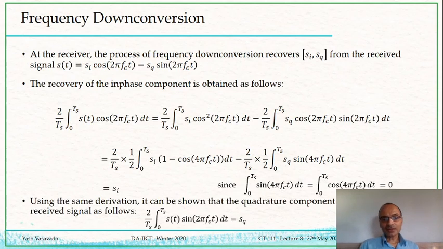Okay, now that we understand how to extract S of I from S of t, we can follow the same type of derivation steps and show that if I, instead of multiplying by cosine of 2 pi f ct, if I multiply S of t with sine of 2 pi f ct, then I'll get S of q back. So essentially I have taken a signal which was at some high carrier frequency f of c, and I down converted it back to baseband, and I got the baseband signals Si and Sq back.